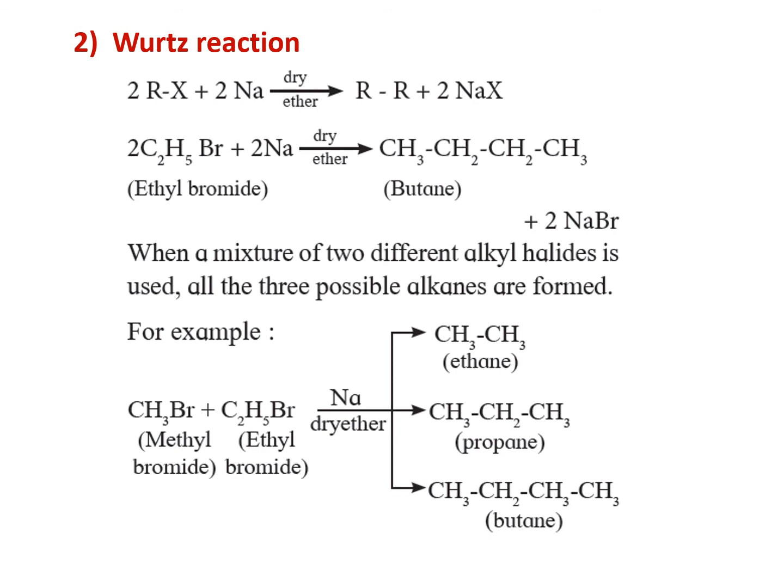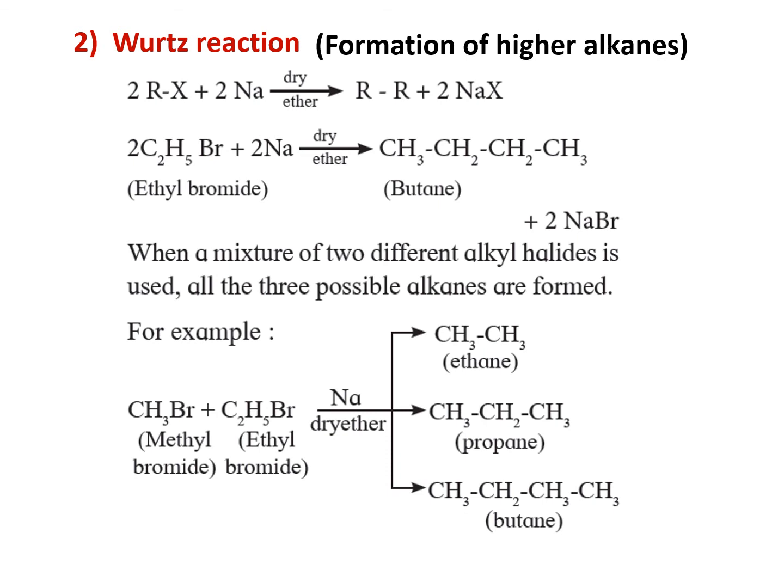The second reaction is Wurtz reaction. In this reaction, alkyl halides react with metallic sodium in presence of dry ether to form higher alkanes containing double the number of carbon atoms present in the alkyl halide. For example, when ethyl bromide reacts with sodium in presence of dry ether, butane is formed.